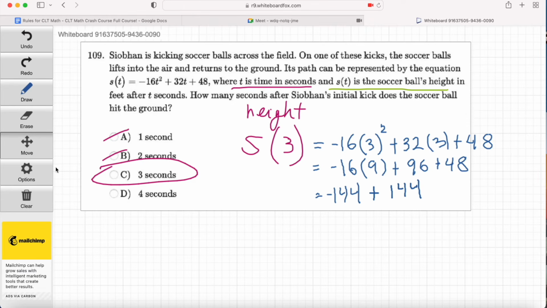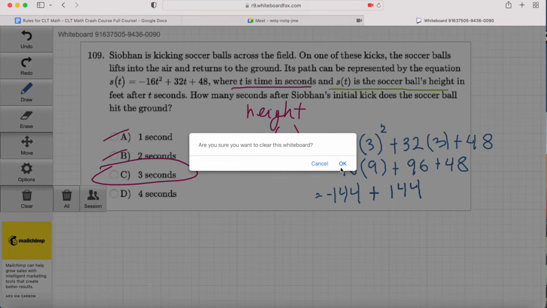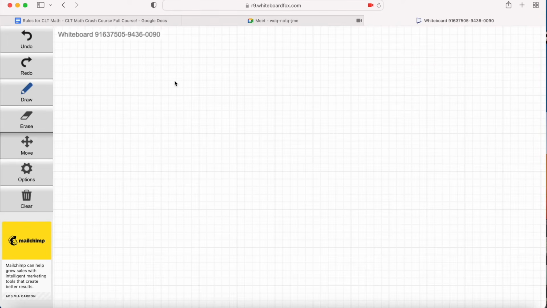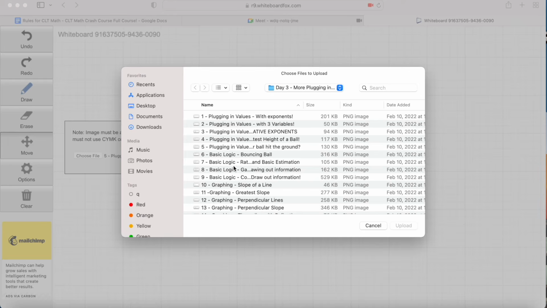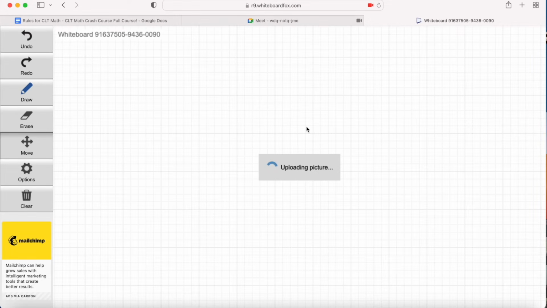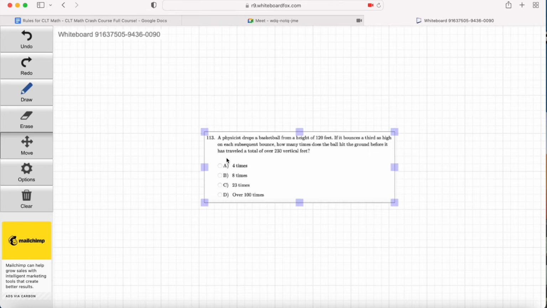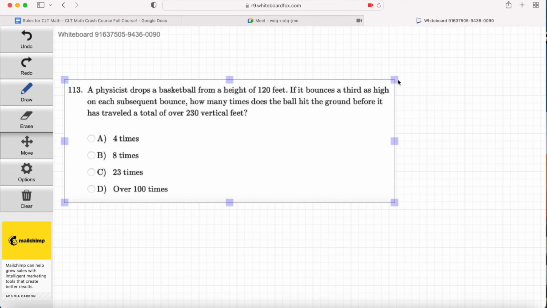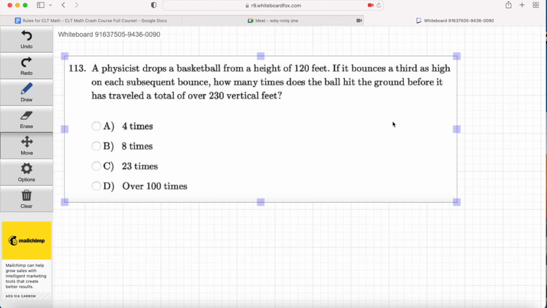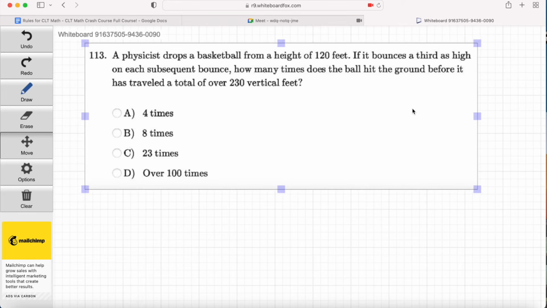All right. Let's do this. I'm going to clear the screen here. Okay, now we are really changing gears here. I think we're done with plugging in values questions. We are. But we're not done with balls, apparently. We've got more ball word problems here. Go and read question 113. I'll show you how to think about this question.